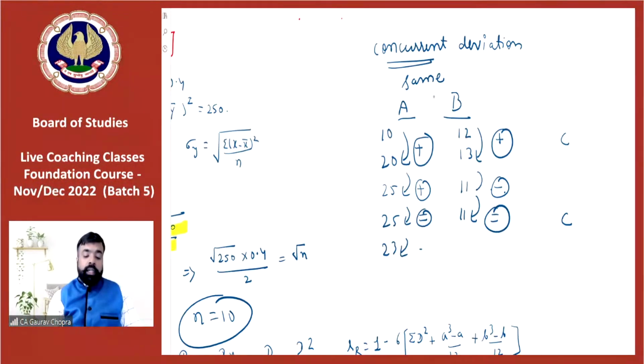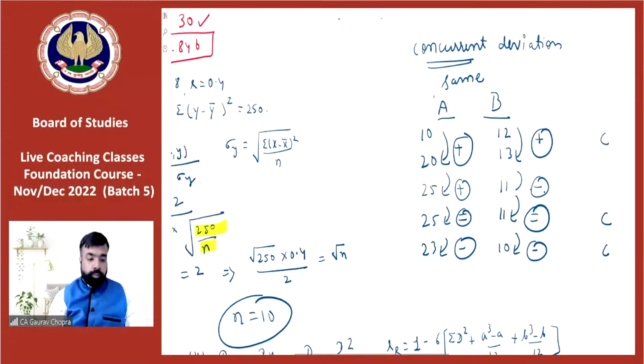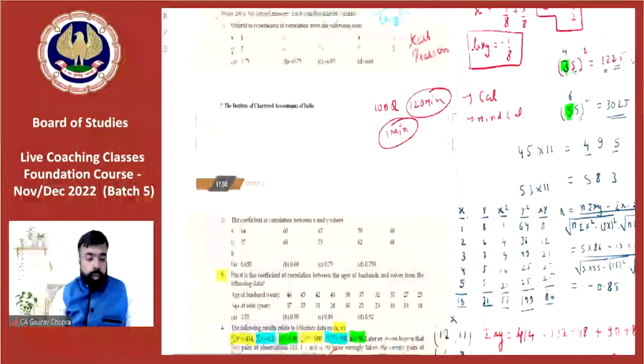Then 25 to 23, decrease. 11 to 10, decrease. Both are having the same effect, decrease. So it is concurrent. Whenever on both sides we are having the same thing, plus plus, equal equal, minus minus, then it is known as concurrent deviation. And if they are having different effects, then it is not concurrent deviation. So this is also done.